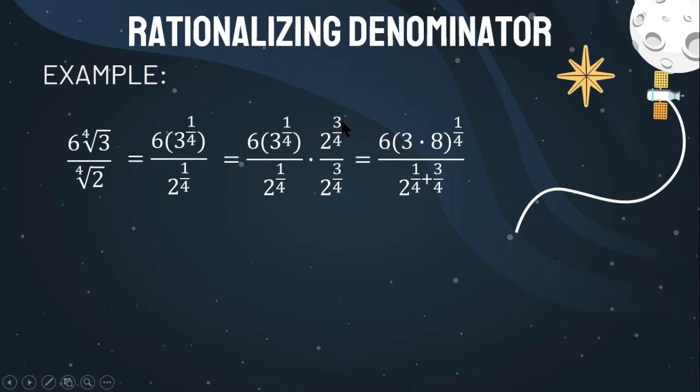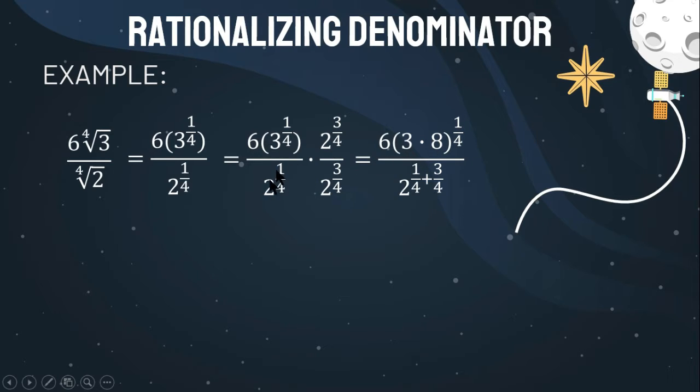The numerator, okay? 2 raised to 3 will become 8. And then the exponent left is 1/4. So since they have the same exponent now, I can just multiply the bases. Okay, so 3 times 8 and then raised to 1/4. Okay, and then multiplied by 6.